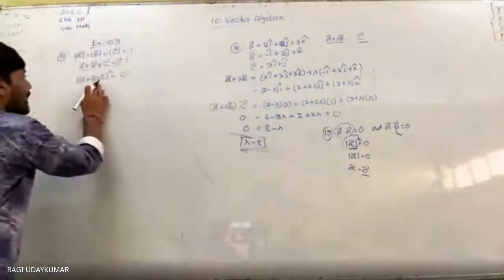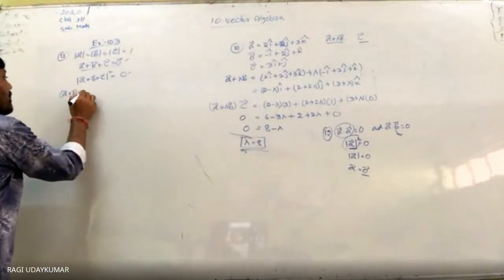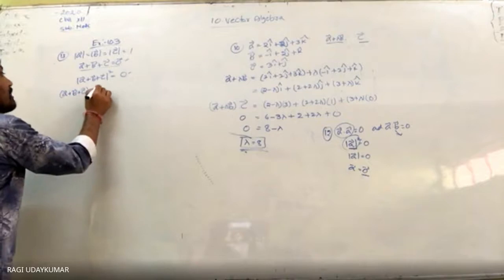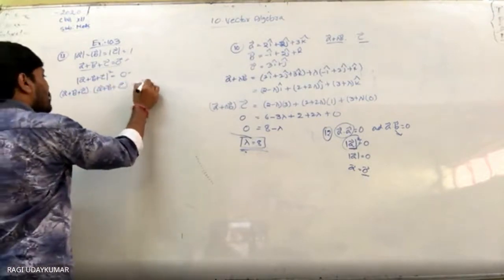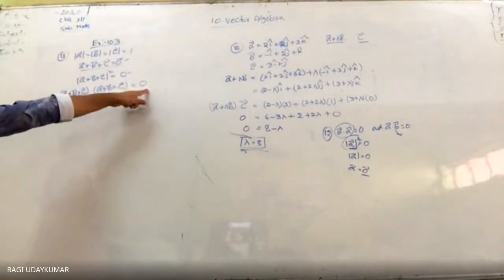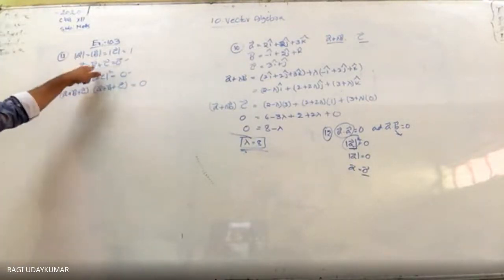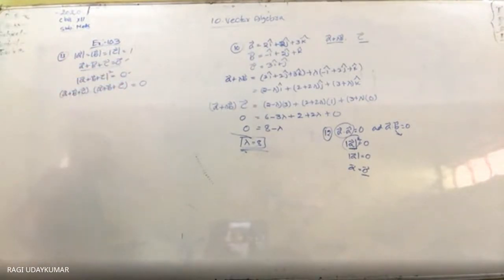So therefore you can write this as (a bar + b bar + c bar) dotted with the same vector (a bar + b bar + c bar) is equal to 0. The dot product of this vector and this vector is equal to 0, because as it is given to you, it is the zero vector, and the magnitude of the vector squared is equal to 0.